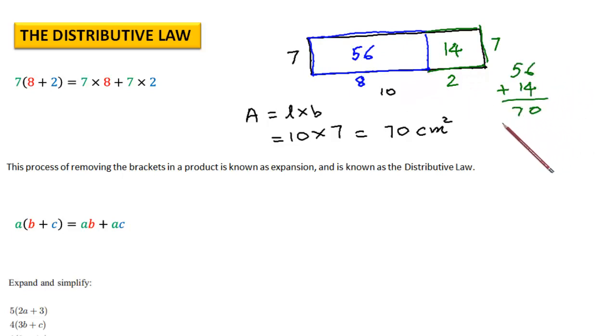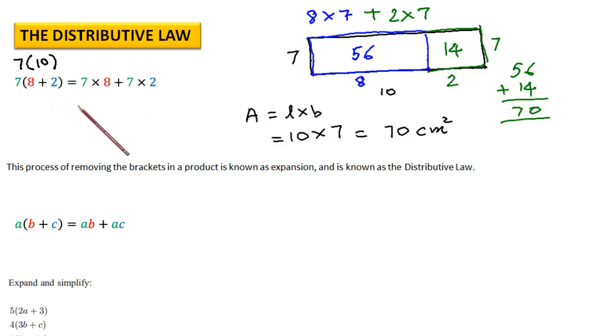We have again 70. So remember that if you divide a rectangle into two parts or more parts, the total area of the rectangle is always equal to the areas of the individual parts. So what we did is we multiplied 8 and 7 and then added 7 and 2. In other words, we actually had to multiply 7 and 10, but then we divided the 10 into two parts, 8 plus 2.